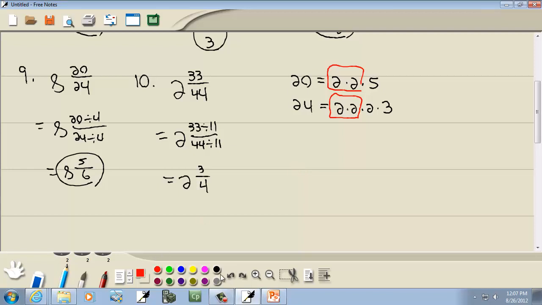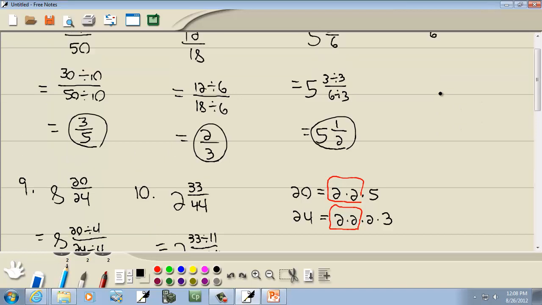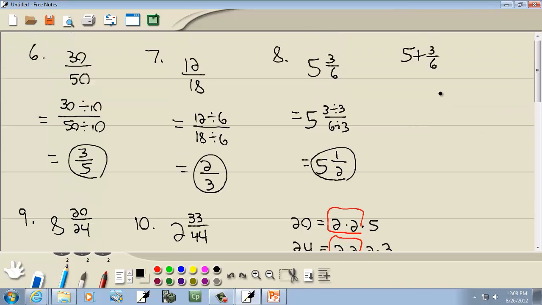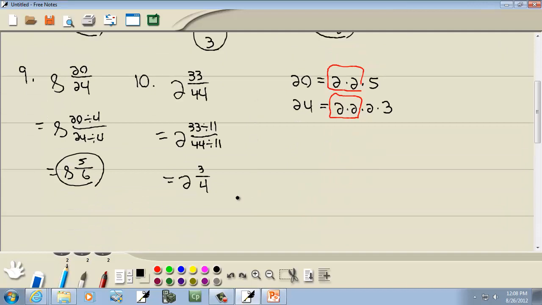Now, let me scroll up here a little bit, see if we got another one that was interesting. 12 and 18. We divide both by 6. Let's look at 12 and 18. Well, 12 is 2 times 2 times 3. 18 is 2 times 3 times 3. We're looking at what they have in common. These have a 2 in common, and these have a 3 in common. So 2 times 3 is 6.